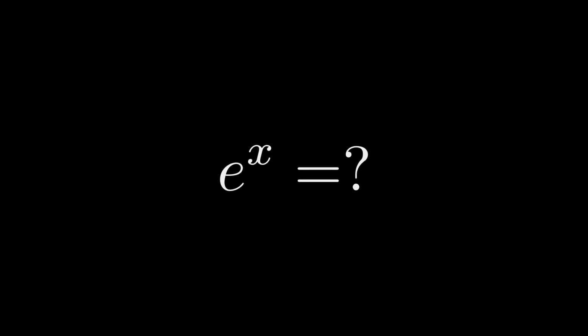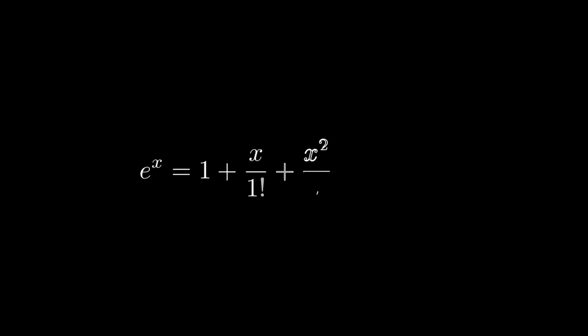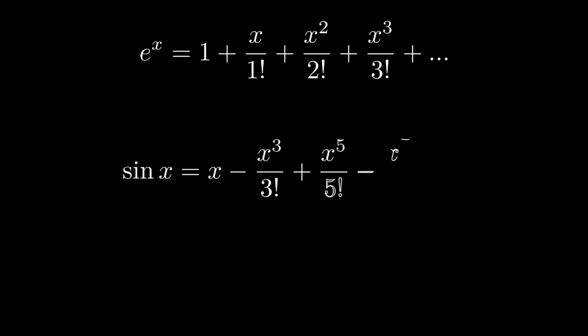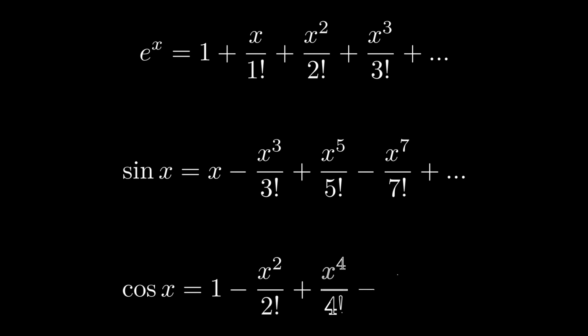So, using this formula, we can derive an expression which is equivalent to e to the x. e to the x equals 1 plus x over 1 factorial plus x squared over 2 factorial plus x cubed over 3 factorial, etc. Similarly, there exist Taylor expansions for sine of x and cosine of x. Sine of x equals x minus x cubed over 3 factorial plus x to the 5th over 5 factorial minus x to the 7th over 7 factorial, etc. And cosine x equals 1 minus x squared over 2 factorial plus x to the 4th over 4 factorial minus x to the 6th over 6 factorial, etc.